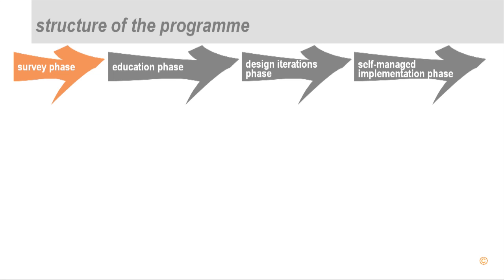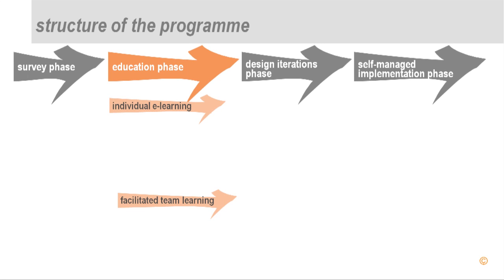The data collected in the survey phase is used in the education phase by the participants to create the ideal designs. The education phase alternates individual e-learning with facilitated team learning. In the individual e-learning phase, the participants learn the theory and methodology of ideal system redesign, while during facilitated team learning, the teams make the actual designs.